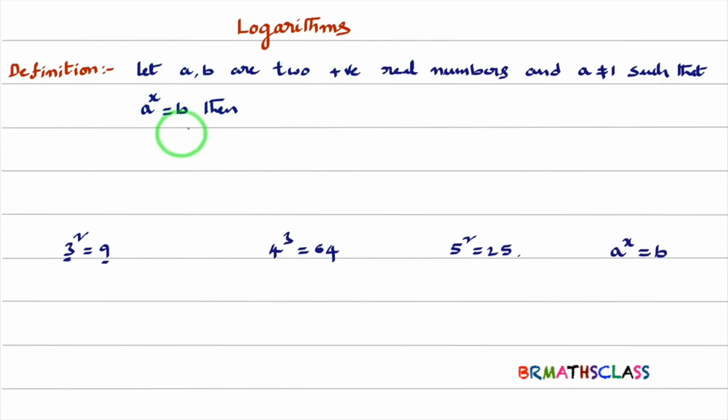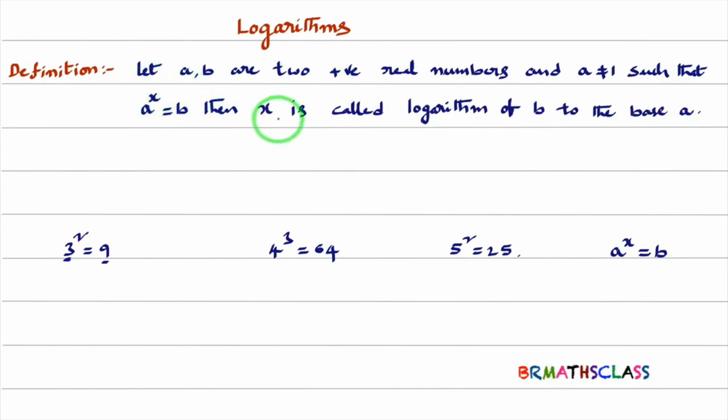You observe here, in this a power x equal to b, x is called the logarithm of b to the base a. Whatever I have written here, I'll write the full thing in a single line. If you are able to find such a thing, a power x equal to b, then this x is called the logarithm of b. Log is the abbreviation of logarithm. Simply I'll write log b to the base a.